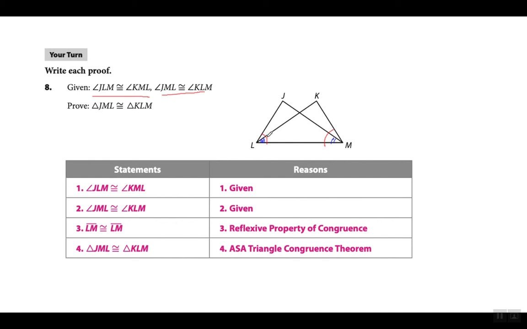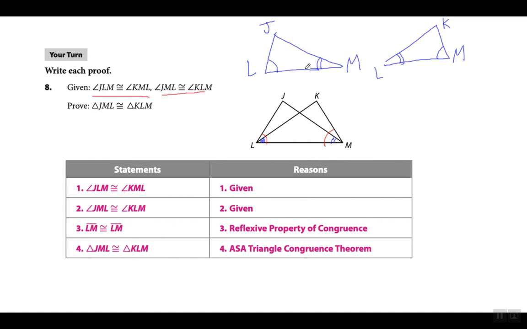All right, so you know what? If I separate them, it's easier to see. If you separate them, we could study it easier. L J M, K M L. All right, there you go. So angle JLM is congruent to angle KML, and angle JML, which is this one, is congruent to this one.